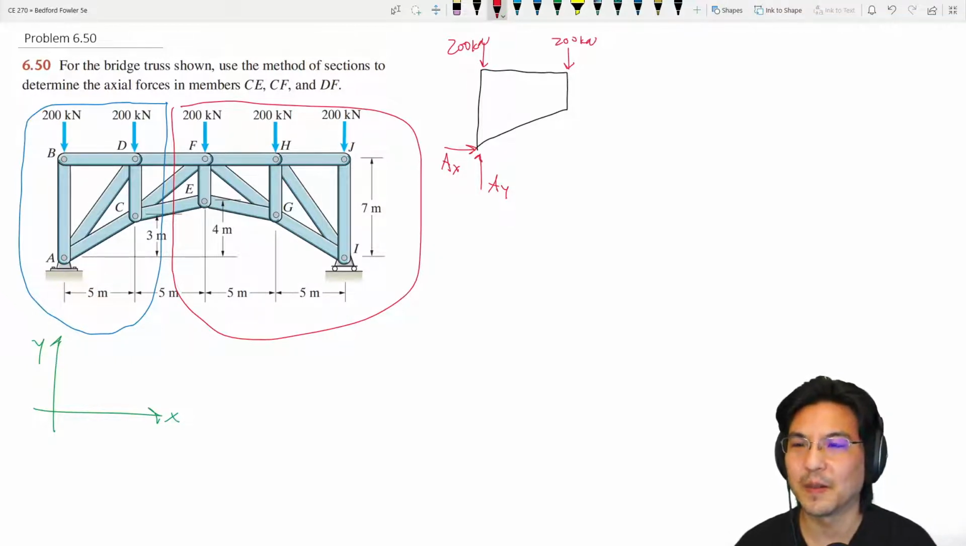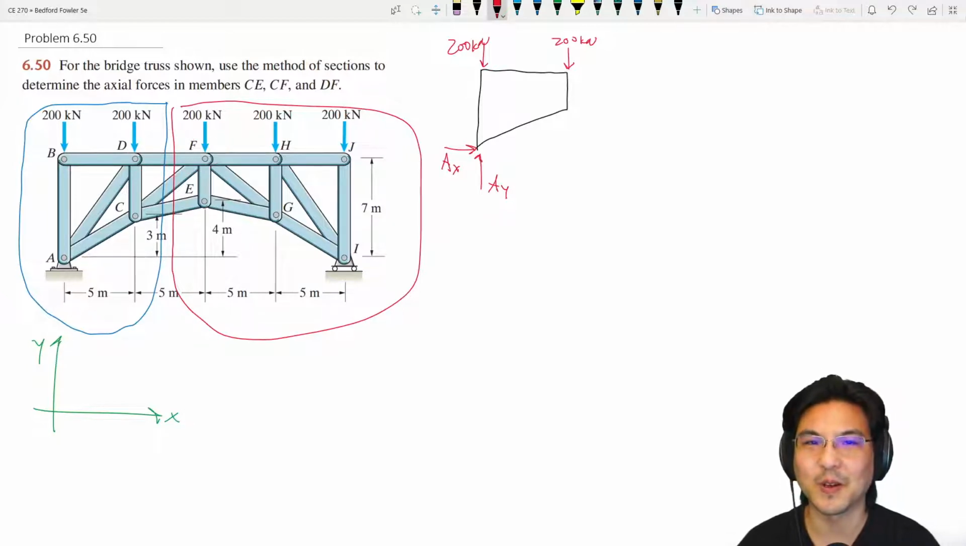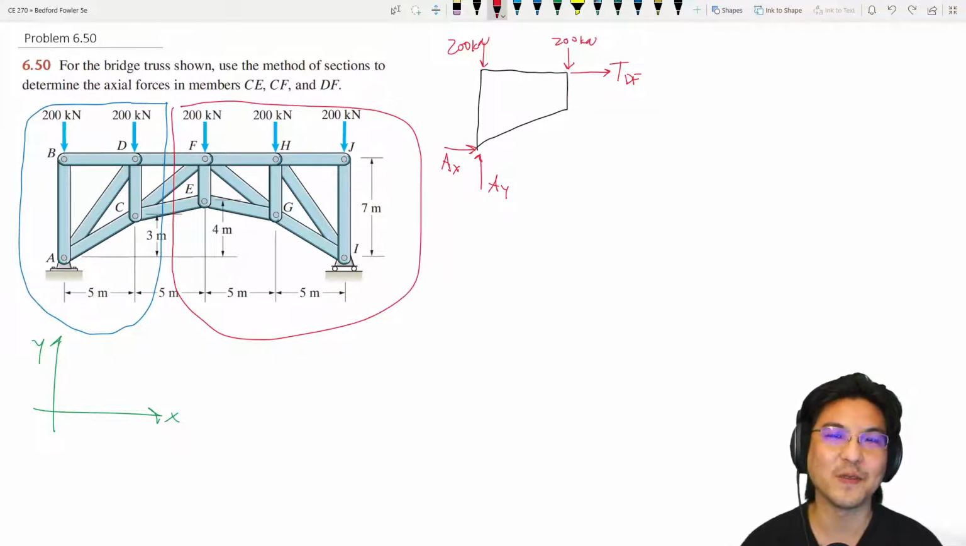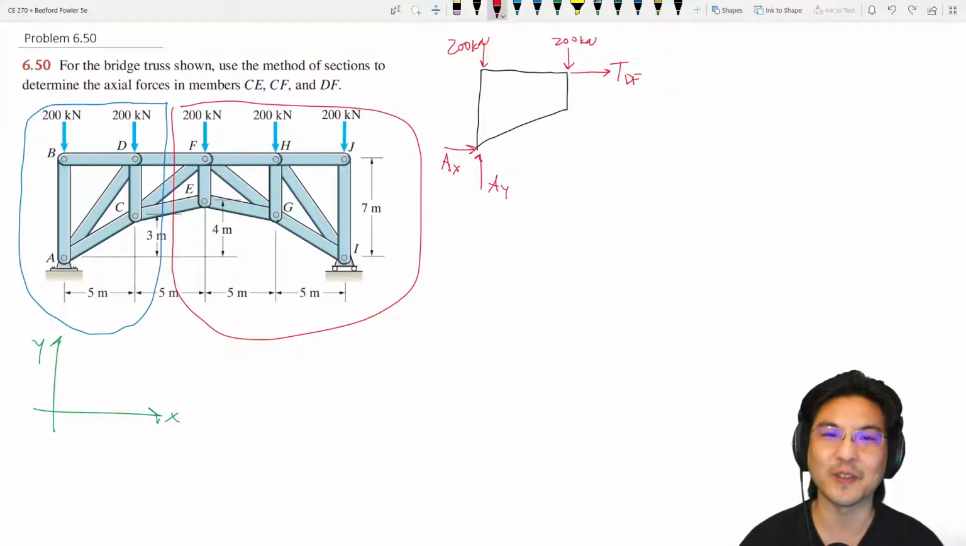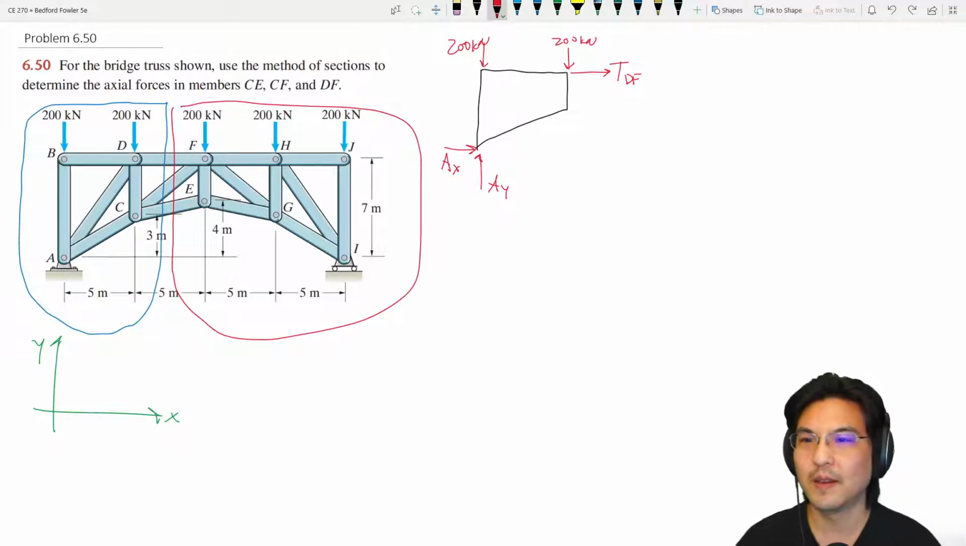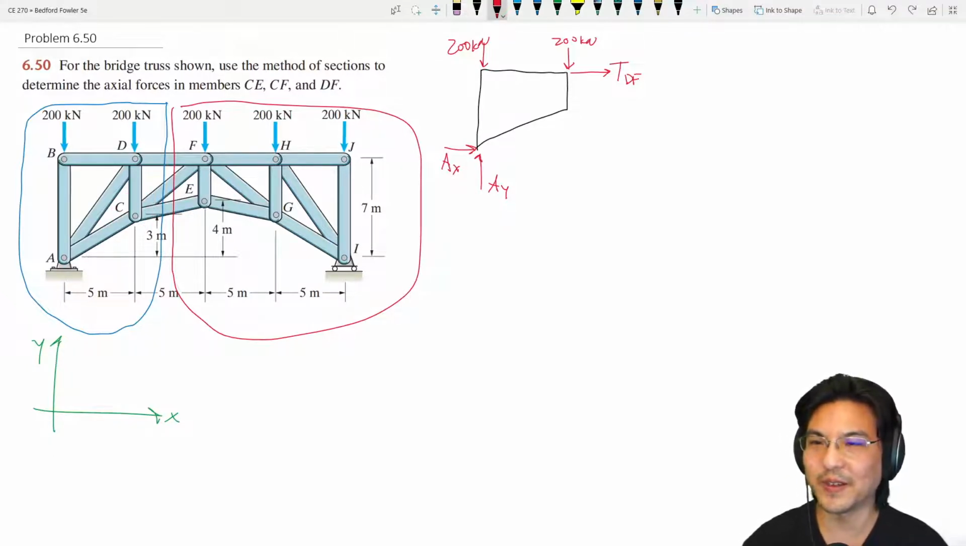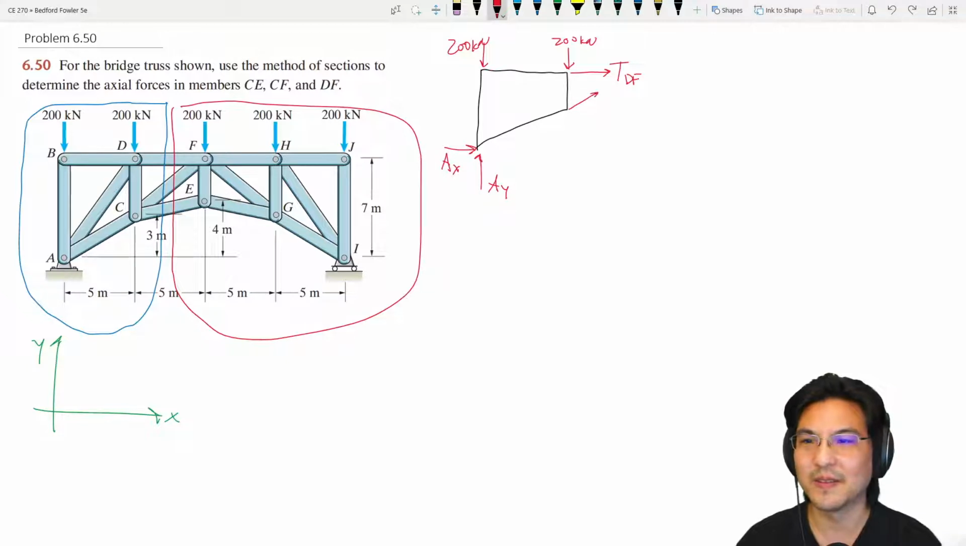And then there's member DF. So I'm just going to draw that axial force in tension. I don't know if it is in tension or compression. So if I draw it in tension, and if my answer is positive, then I was right, it's tension. If I draw it in tension and the answer is negative, that means the axial force is in compression. Okay, then joint C is over here, so then there's member CF, so CF in tension, and then that's at a little bit of an angle, CE. Okay, there we go.